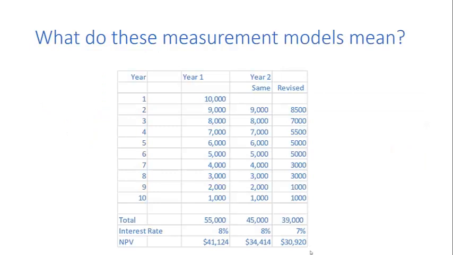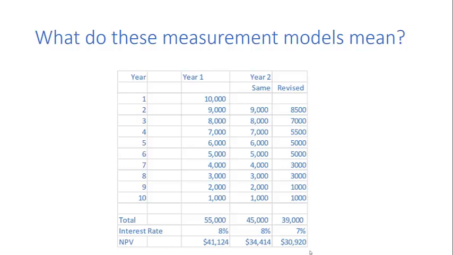So what do these measurement models mean? Well, probably the best way of demonstrating what these models mean is to have a simple example. Here I have created a series of cash flows starting in year one, and you can see that the cash flows occur for 10 years and they total $55,000. We could recognise them at inception at a discount rate of 8%, and that would tell us that we have a net present value of the liability at inception of $41,124.